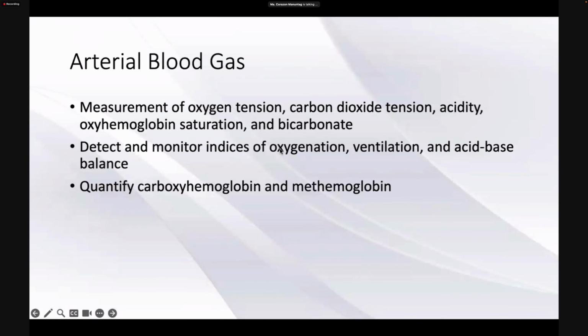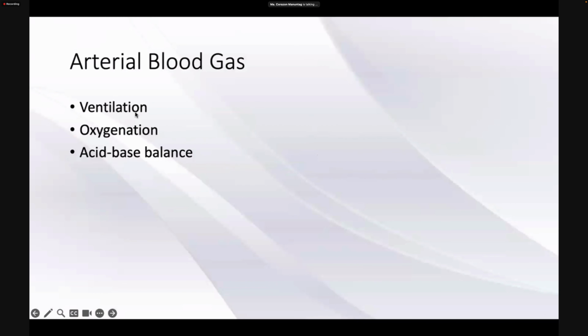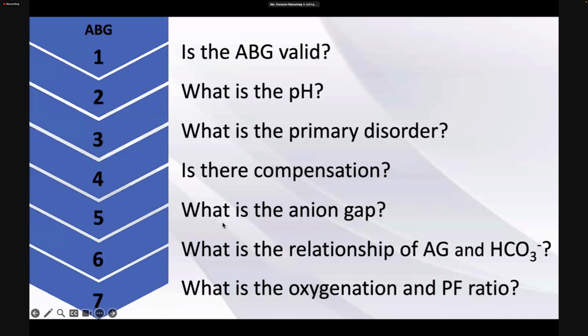Okay, arterial blood gas. It is very important because they will be asking arterial blood gas for your exam. Sir has touched on this, on your normal values and on the interpretations of your arterial blood gas, as it gives you an idea of your ventilation, oxygenation, and your acid-base balance. So essentially, ito lang din yung sa ABG, this was mentioned kanina, you check validity, your pH, disorders, compensation, and anion gap, which is significant kung metabolic acidosis. Kung hindi, forget about it.